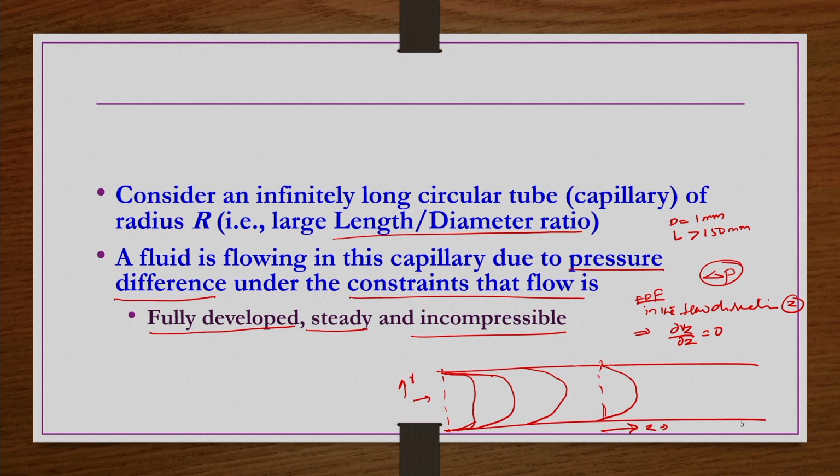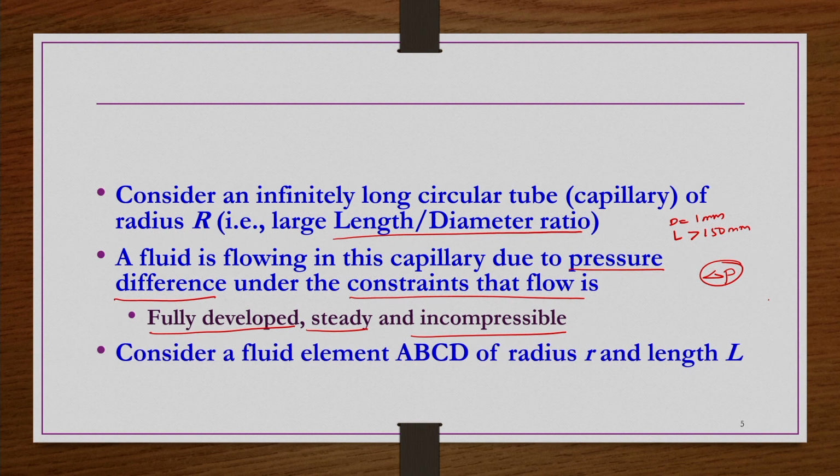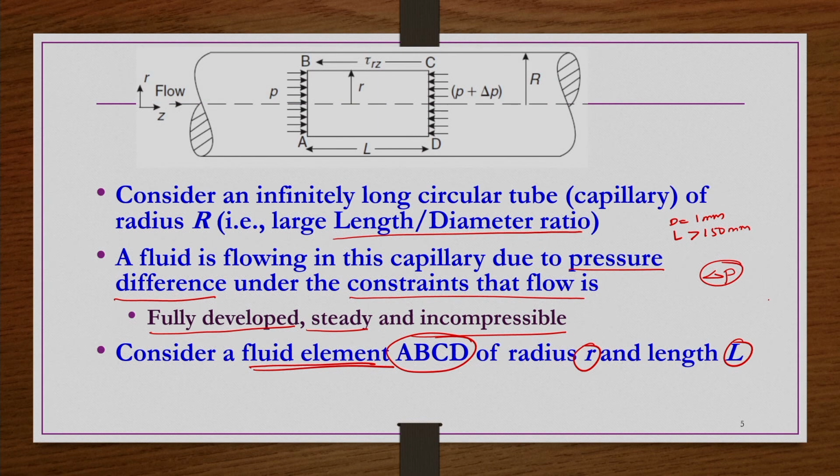So, whatever the velocity components or stress etc. are there, they are not going to change in the flow direction, that is what is meant by fully developed flow. So, now within this flow geometry, consider a fluid element and name it ABCD. The fluid element has radius r and length L, right, pictorially if you see. So, it is an infinitely long cylinder.